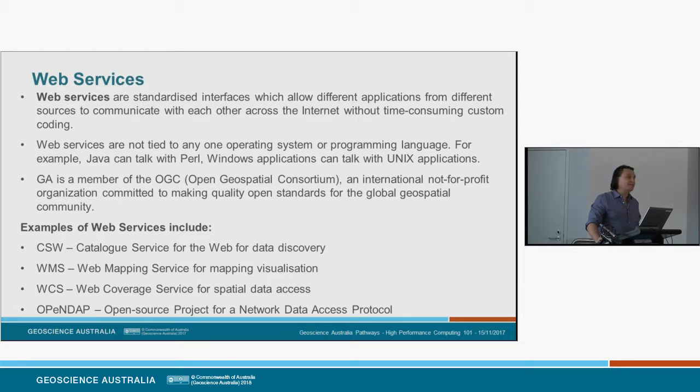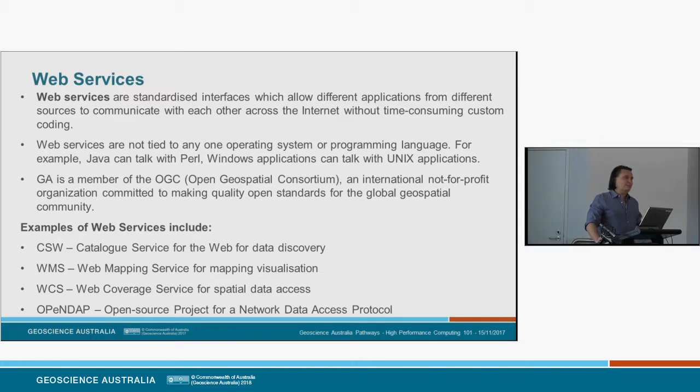The sorts of things that this allows, I mentioned a few web services there. Catalogue service for the web, that's used for machine-to-machine discovery, so you can actually go and look in GA's catalogue for certain data sets. Web mapping service, that's a very popular one in the geosciences. It allows you to actually visualise a spatial data set in something like ArcGIS or QGIS or something like that. Web coverage service is a way of accessing the data, and OpenDAP is another one that's come out of NASA and NOAA and people in the US.